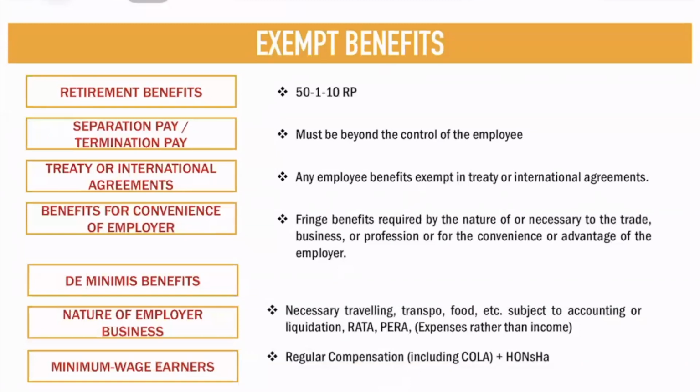For your retirement benefits, the requirement is that you must stay employed in the company for at least 10 years. It is your first retirement, and you are at the age of 50. So: age 50, first retirement, stayed with the company for 10 years. And your retirement plan, of course, is considered registered with the BIR. Then your retirement benefit is considered exempt.